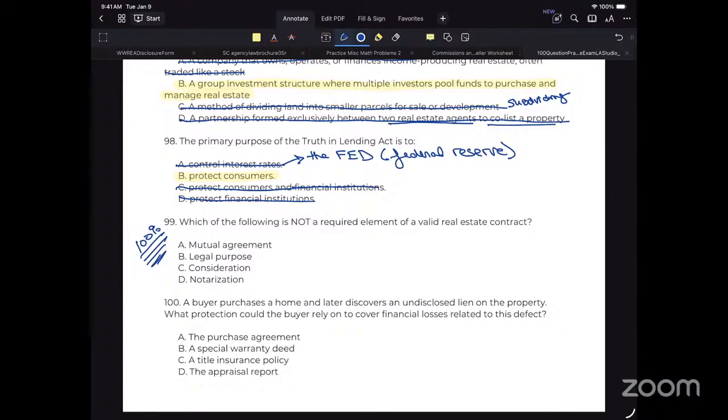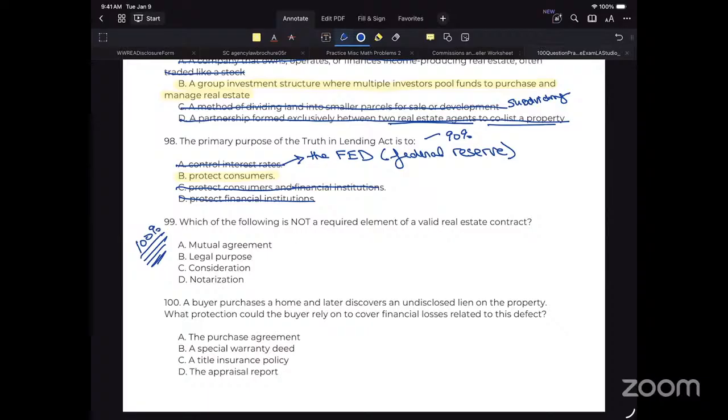I would say truth in lending is like a 90% question. You either need to know truth in lending or RESPA or TRID, which is a combination of both. So which of the following is not a required element of a real estate contract?